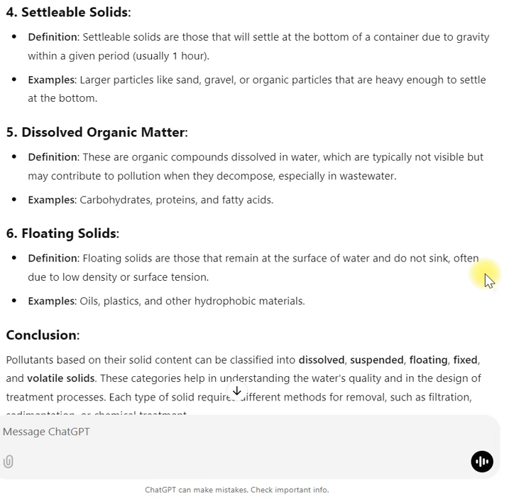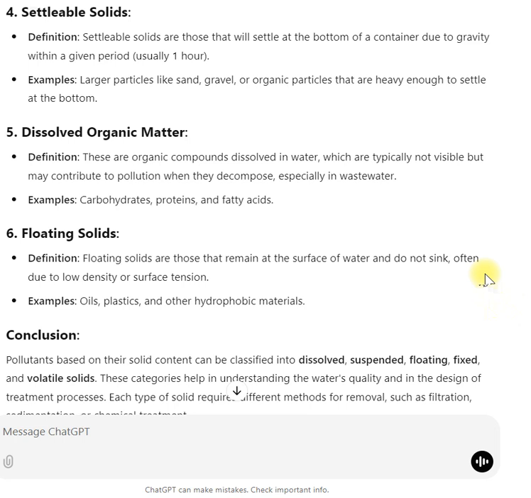5. Dissolved organic matter. Definition. These are organic compounds dissolved in water, which are typically not visible, but may contribute to pollution when they decompose, especially in wastewater. Examples: carbohydrates, proteins, and fatty acids.